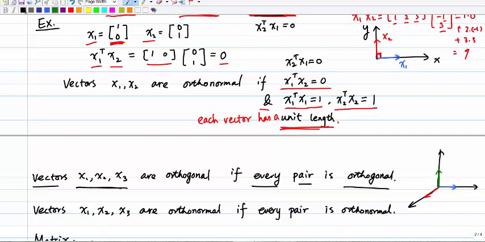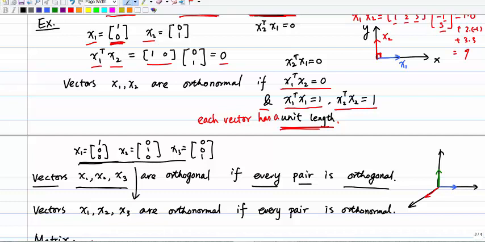For example, if x1 is (1, 0, 0), x2 is (0, 1, 0), and x3 is (0, 0, 1), then they are orthogonal with respect to each other, because x1, x2 are orthogonal, x2, x3 are orthogonal, and x1, x3 are also orthogonal. Similarly for orthonormal, the set of vectors is orthonormal if every pair is orthonormal. So this one is also orthonormal.